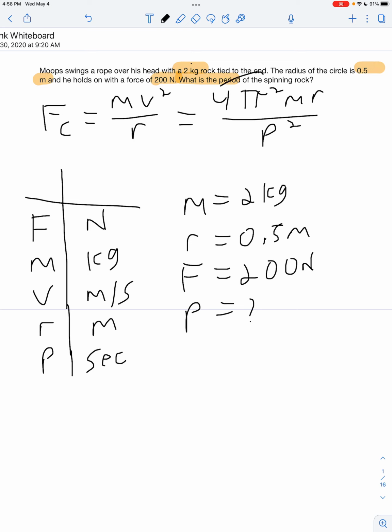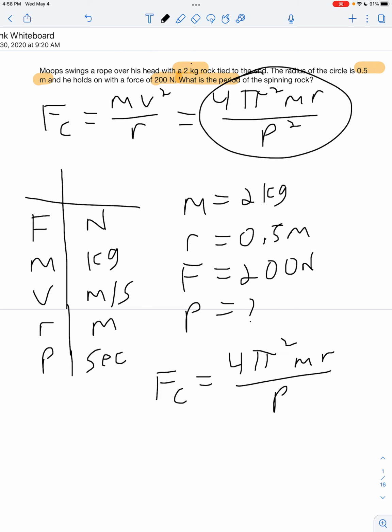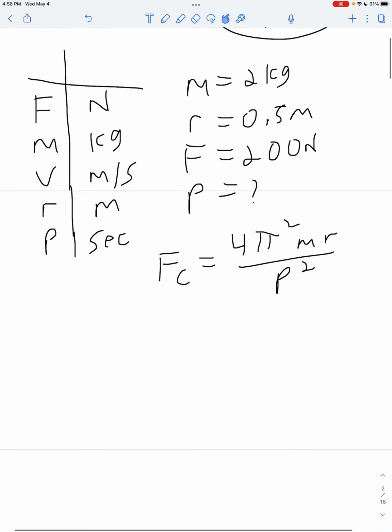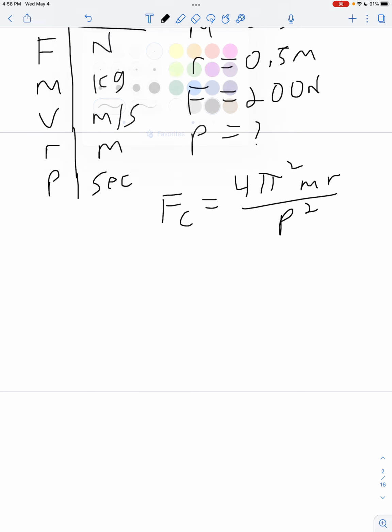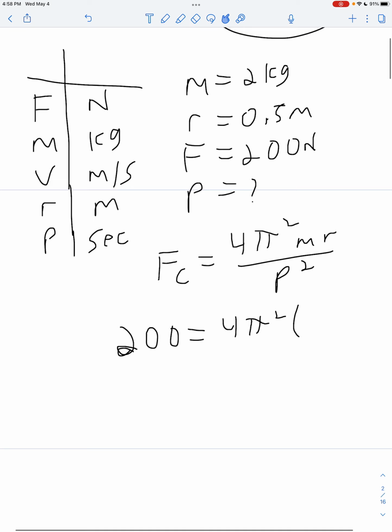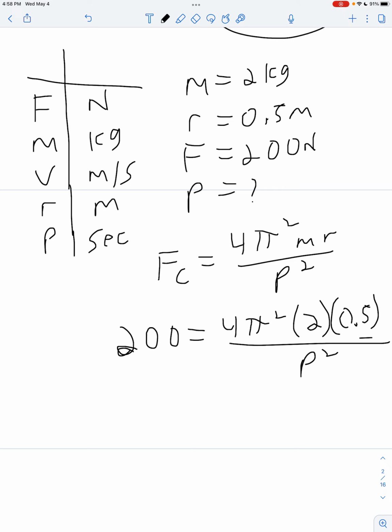Because I'm trying to find the period in this problem, I'm going to use this equation. So I'll rewrite it: 4 pi squared mr over p squared. And now I'm going to plug in my numbers. So I get 200 equals 4 pi squared times my mass, which is 2, times my r, which is 0.5, over p squared.